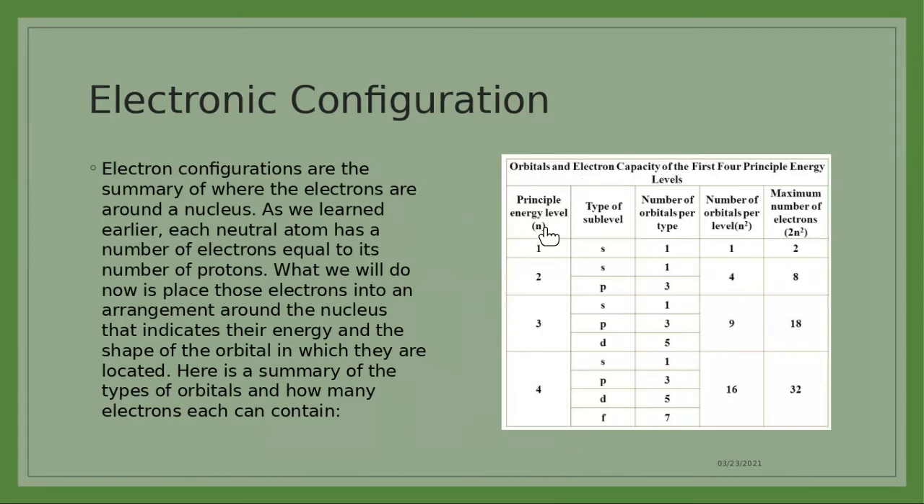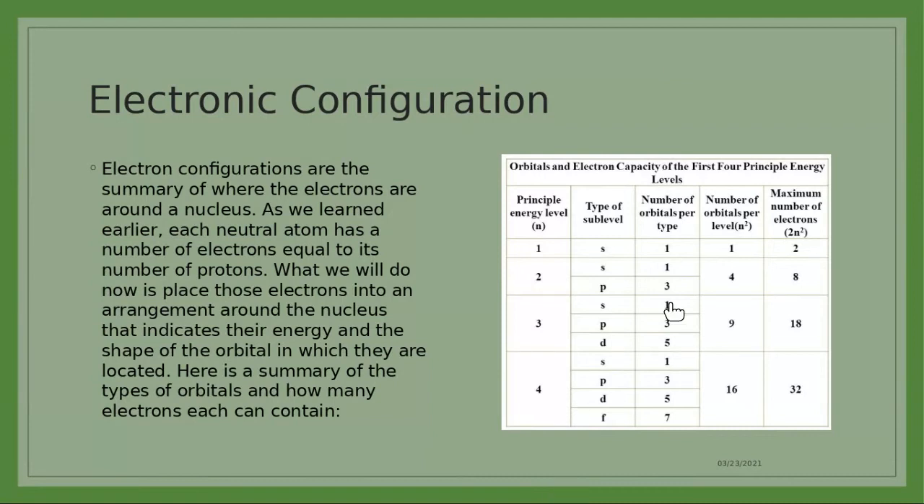This is the principal energy level. This is the first level, which means these are the horizontal rows. This is the first level, and then the second, third, and fourth. As for the type of sub-level, the first shell has only one orbital type, the s orbital, and the s orbital is only one type of orbital.